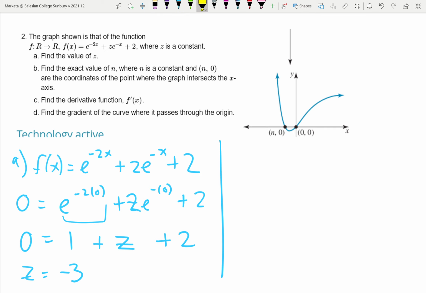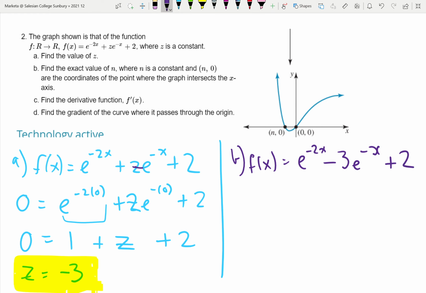So that's our first part. And this means that we've got the whole function now without any random variables. So I'm just going to write that there. f of x equals e to the negative 2x minus 3e to the negative x plus 2. So this is our function now, and now we're looking for the value of n, where n is the x-coordinate of the other x-intercept.